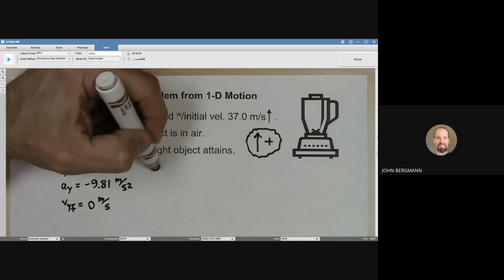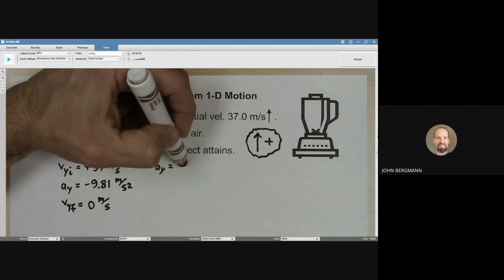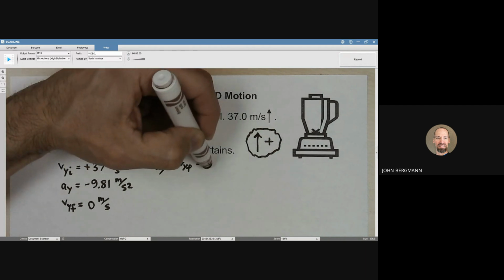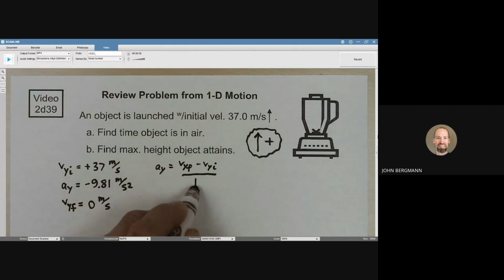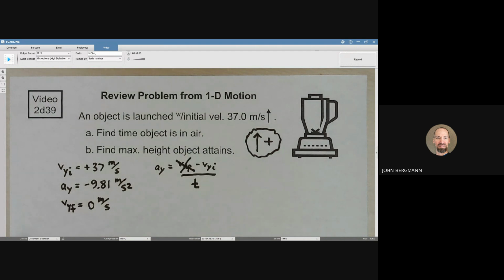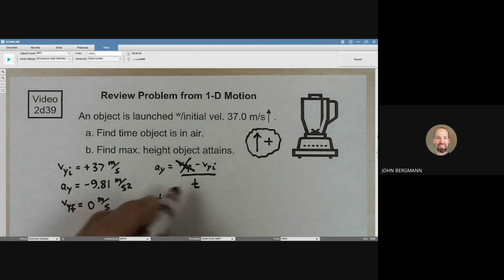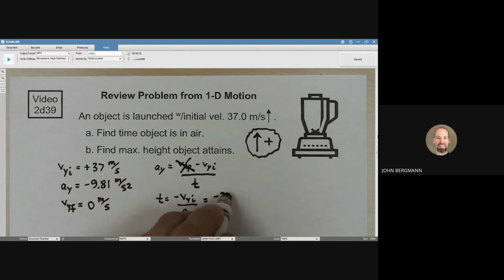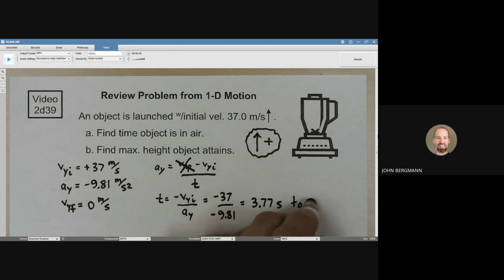Here we go. Ay equals Vy final minus Vy initial divided by time. Vy final at the top is 0, so that means that the time to the top is equal to the opposite of Vy initial divided by Ay. The opposite of 37 divided by negative 9.81. And that comes out to be 3.77 seconds to the top.